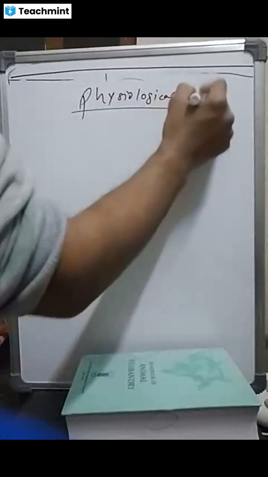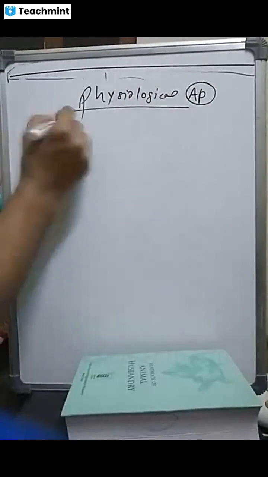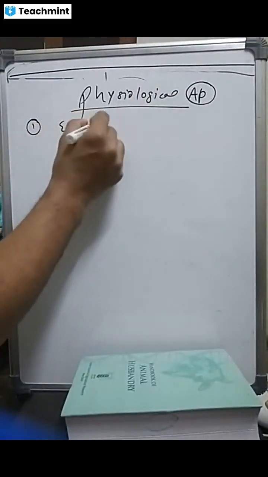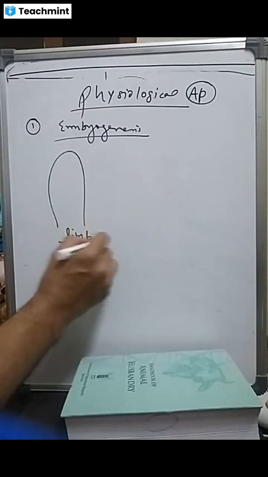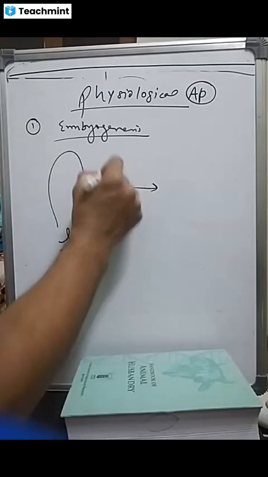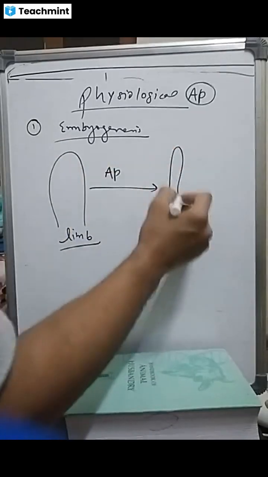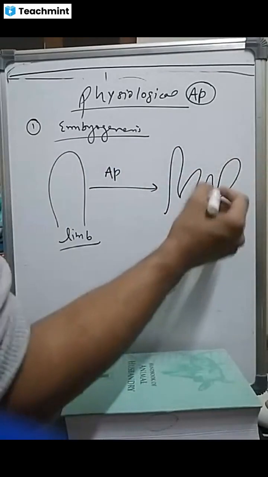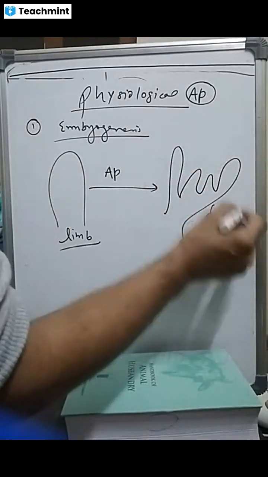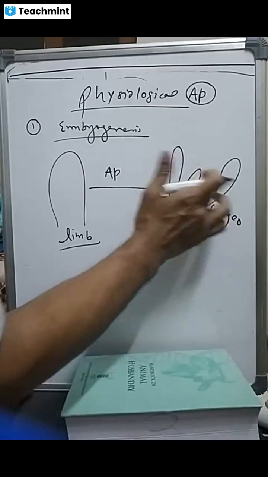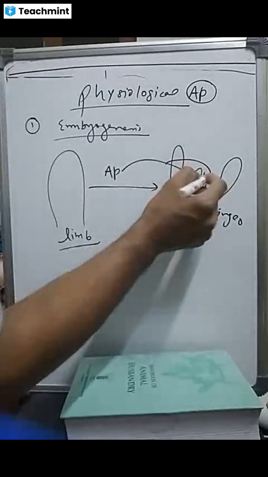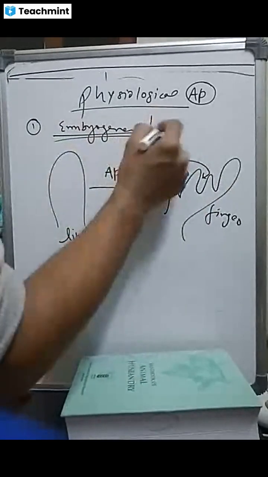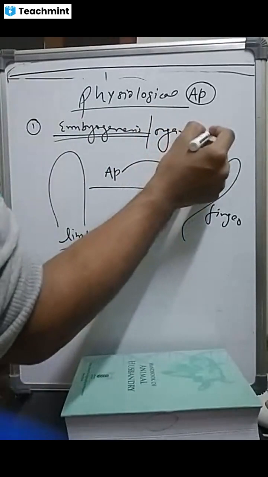Physiological apoptosis. Number 1, embryogenesis. Normally, this is the limb during embryogenesis. Because of apoptosis, it is converted into the fingers. The space created is because of the apoptosis. So this is embryogenesis or organogenesis.